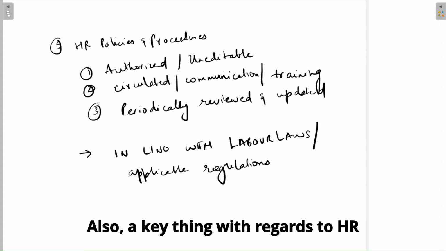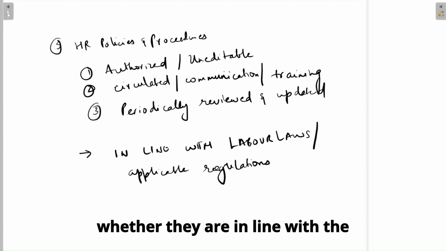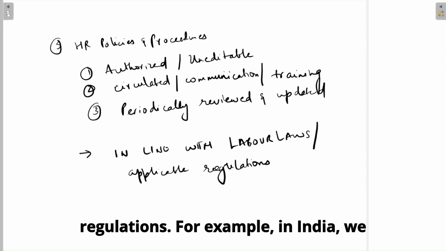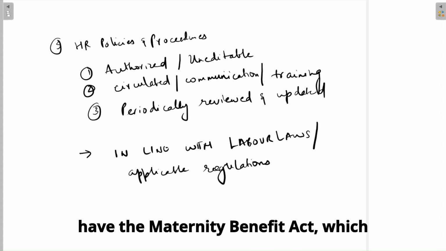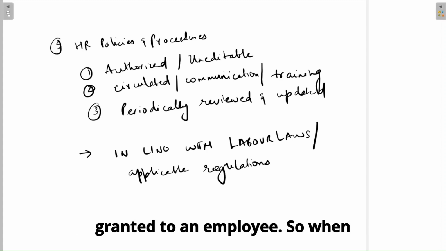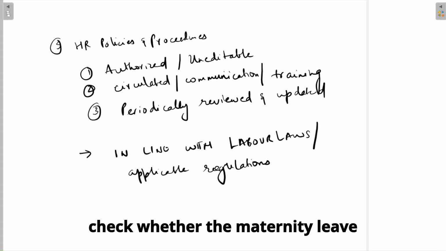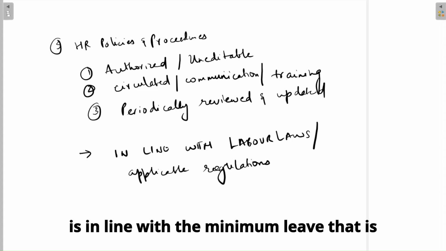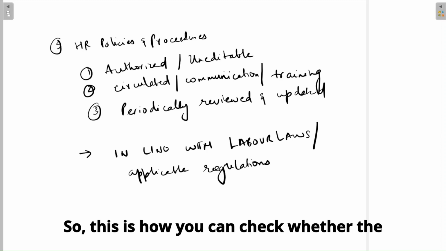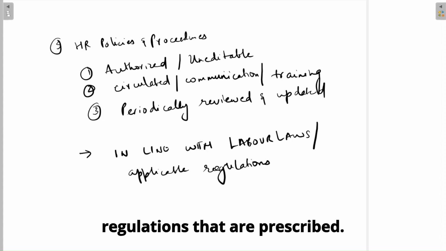Also, a key thing with regards to HR policies that you need to check is whether they are in line with the applicable labor laws or applicable regulations. For example, in India, we have the Maternity Benefit Act, which defines the maternity leave that must be granted to an employee. So when you're checking the leave policy, you can check whether the maternity leave is in line with the minimum leave that is specified in the Maternity Benefit Act. So this is how you can check whether the policies are in line with the rules and regulations that are prescribed.